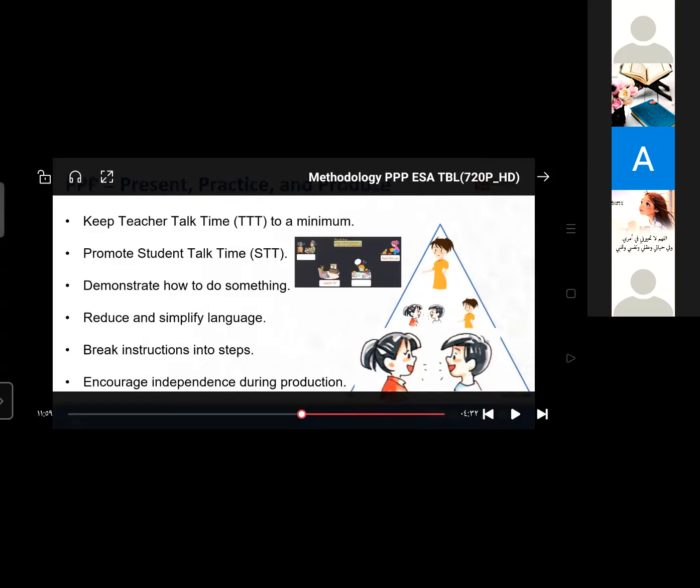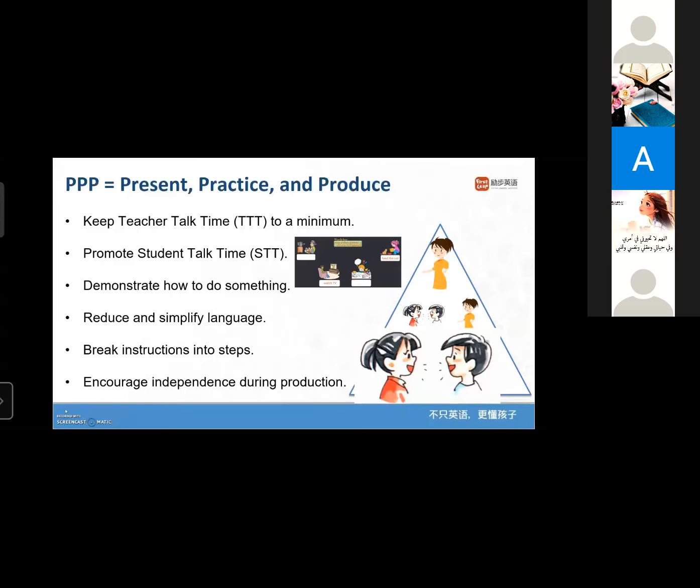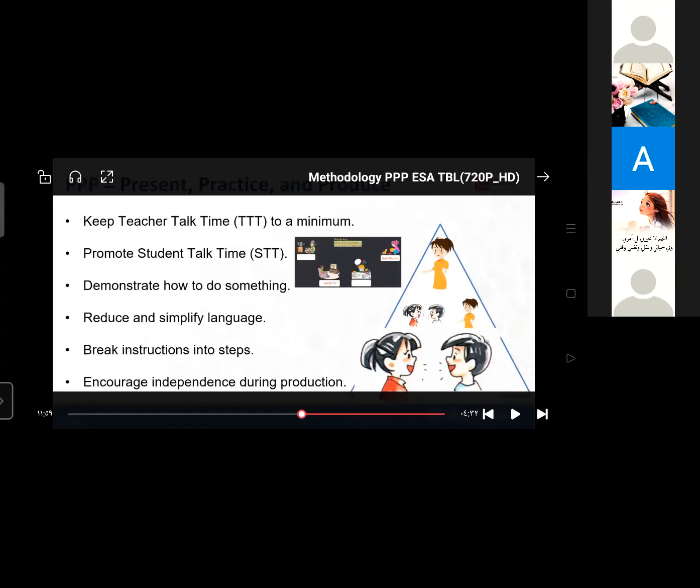Okay, so is it clear till now how to change from a teacher-centered approach to a learner-centered one? Is it clear till now? Okay, so let's move to the other approaches.